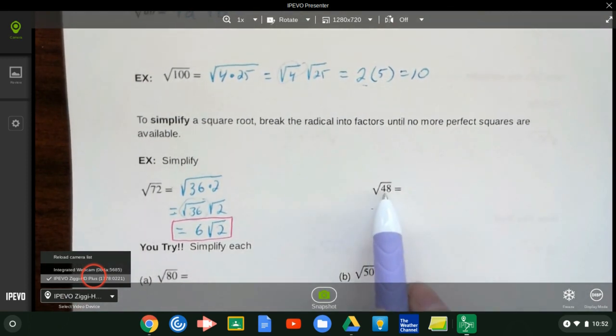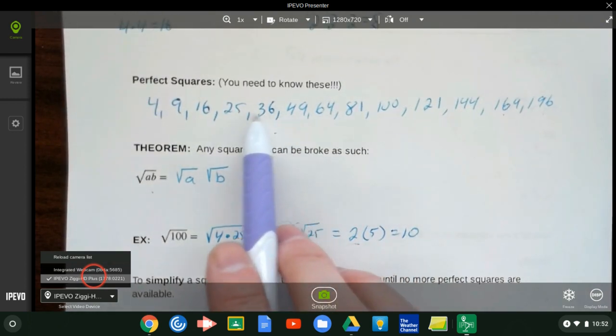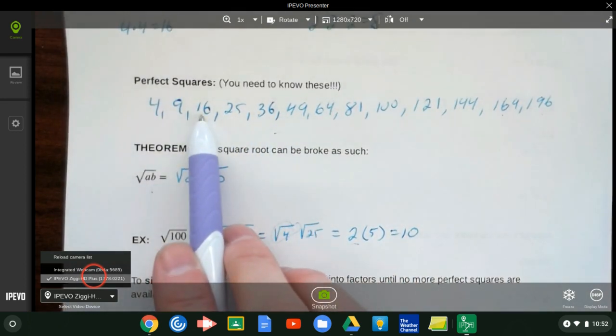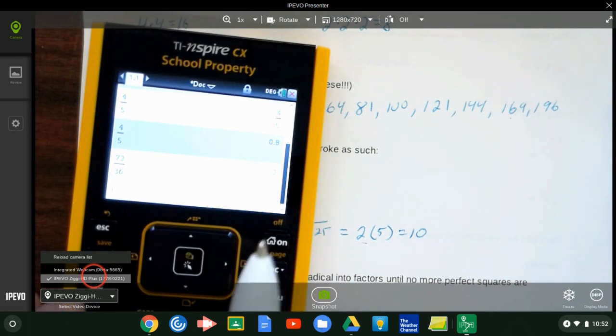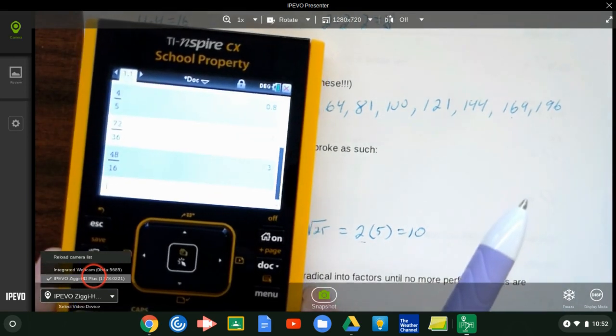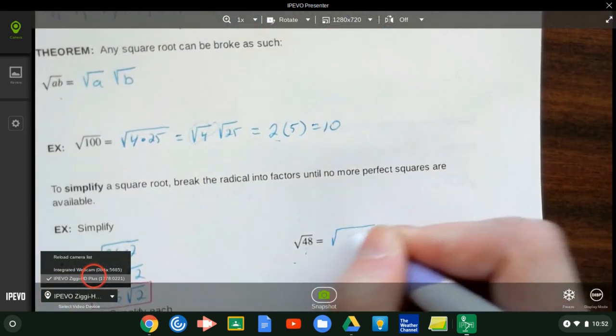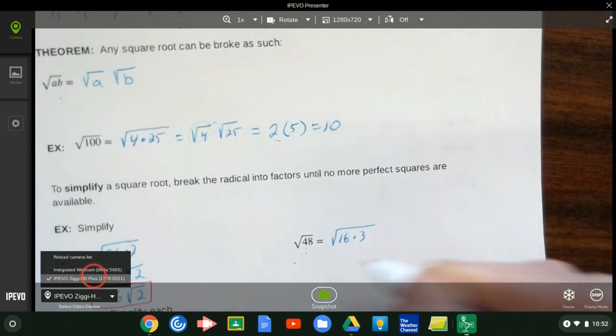48. Well, I know half of 48 is 24. So when I go back to my numbers here, I'm going to choose a number less than 24, maybe 16. So 48 divided by 16 is 3. Excellent. So I can go, great. This can break up into 16 times 3.